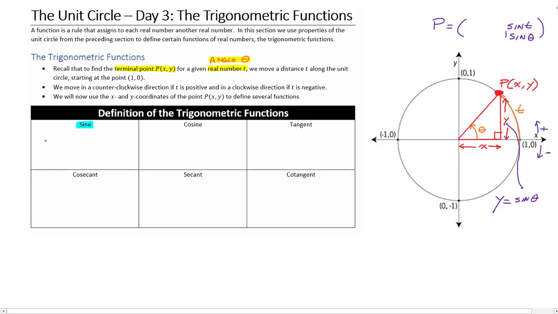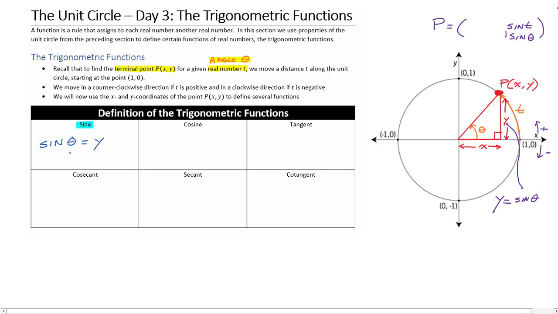So in other words, your y-coordinate, or sine, you could write it either way. Really, it's supposed to be in lowercase. I have a habit of writing everything in capital letters. That's bad on me. It should be in lowercase. So sine of theta or sine of t is equal to the y coordinate.